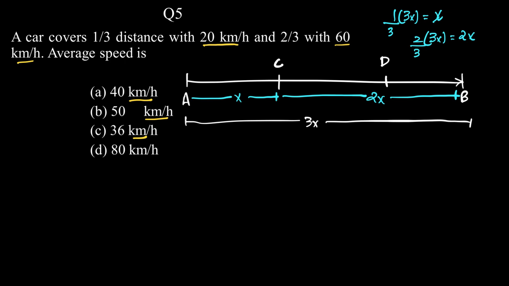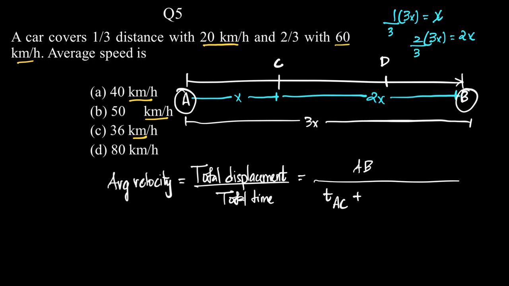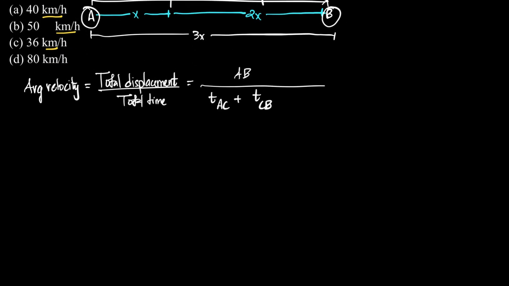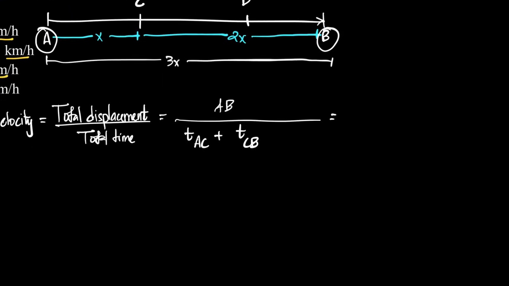Okay, now we can write that the average velocity is equal to total displacement by total time. What is total displacement? The total displacement is AB, because the body is moving from A to position B. What is total time taken? The total time taken would be the sum of time taken to cover AC and time to cover CB. Now, what is AB? AB is 3x.